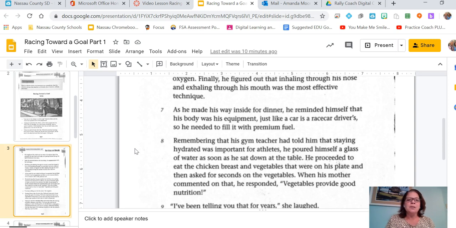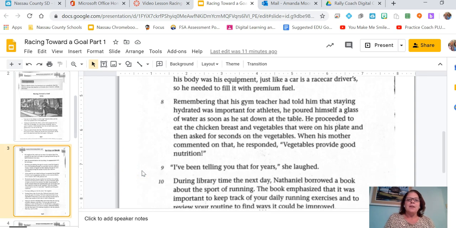Going to stop right here because I want to talk about hydrated. So if I don't know what the word hydrated means, I can use context clues in that sentence to figure it out. So it says, hydrated was important. Staying hydrated was important for athletes. He poured himself a glass of water. So if I have to use my context clues, when I drink water or another liquid, it keeps me hydrated.